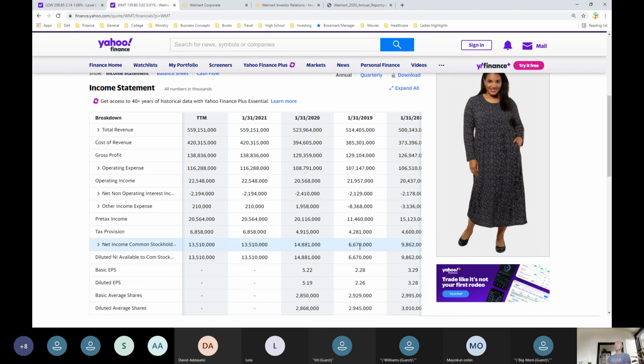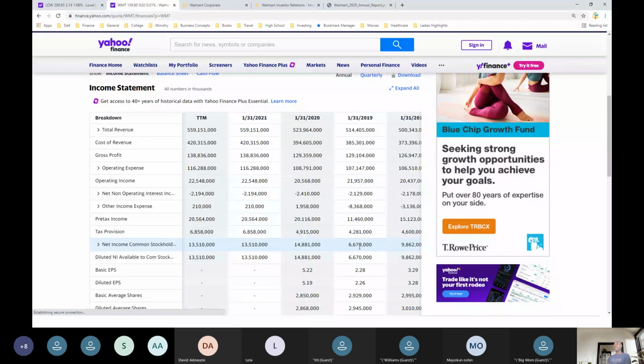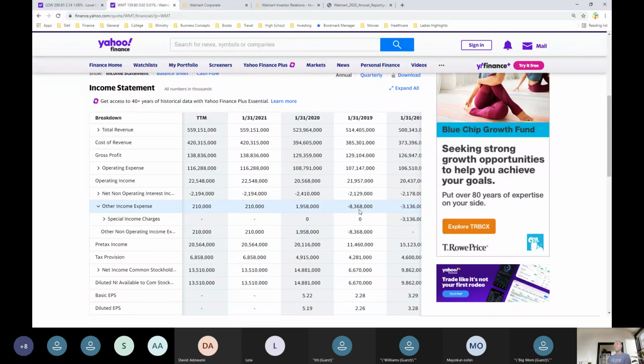Like I said, it might go up or down. If we go in and look at their financial reports for 2019, we will be able to identify why they had such a big drop. We might even be able to pick it up from some of these. There's an other income expense here of 8.4 billion. So this was one of the things that dropped them in 2019.